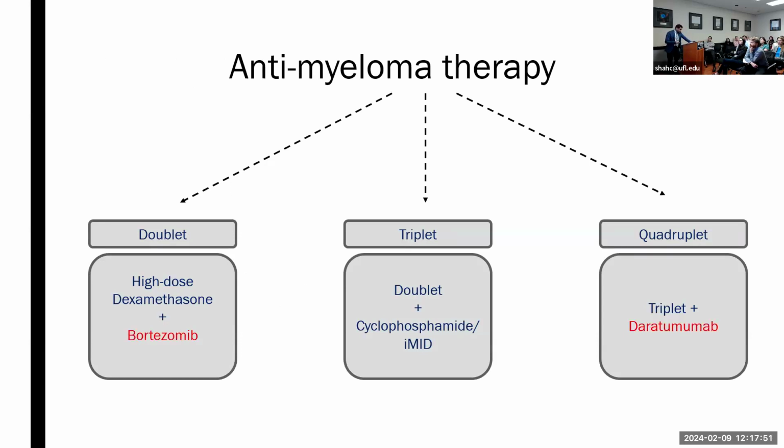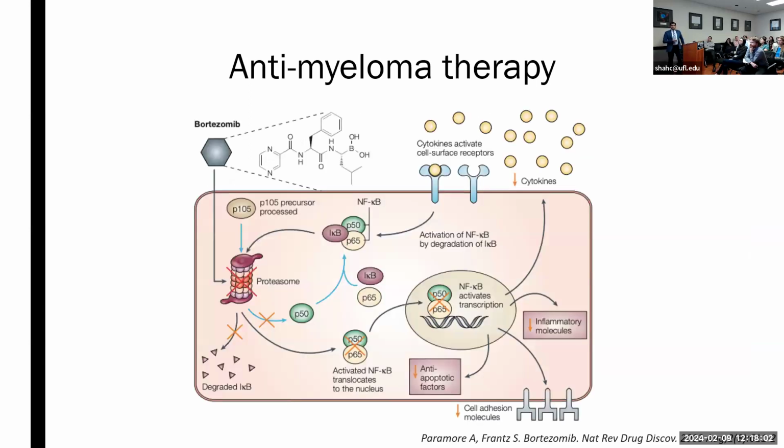Now, as I'm talking about updates, I'm going to discuss very briefly bortezomib-based therapy and renal outcomes, and daratumumab and renal outcomes. So bortezomib, as we know, is a proteasome inhibitor. By inhibiting the proteasome, we ultimately inhibit activation of NF-kappa B, which ultimately results in decreased release of cytokines and cellular adhesion molecules, primarily affecting plasma cells.